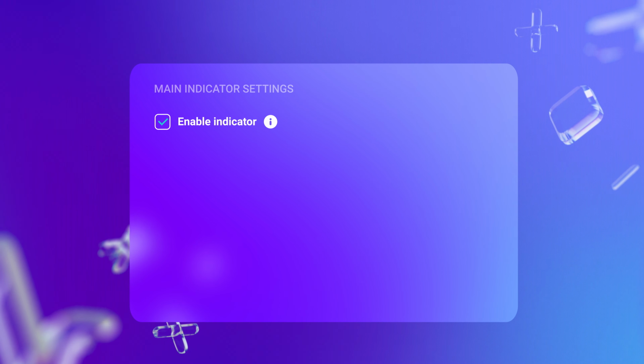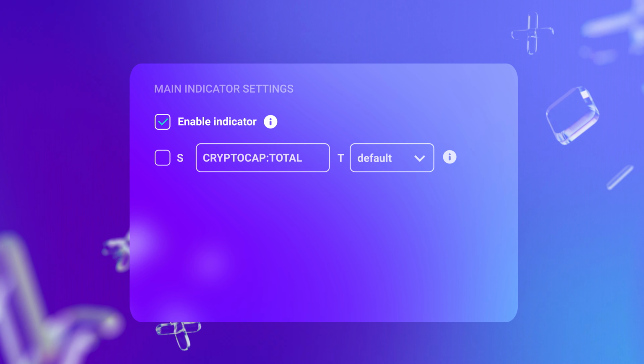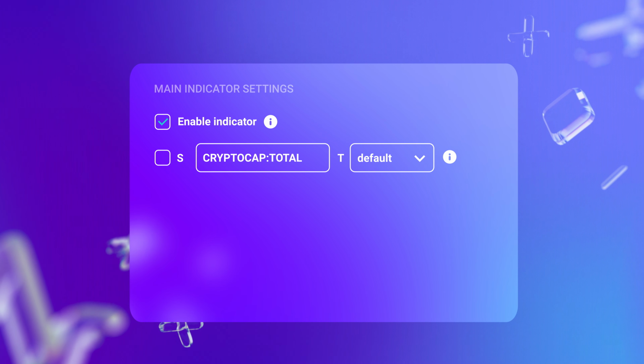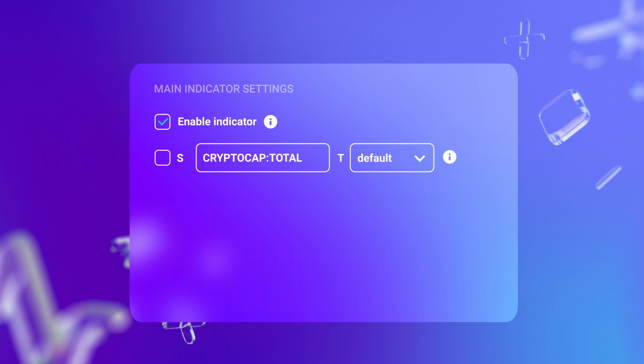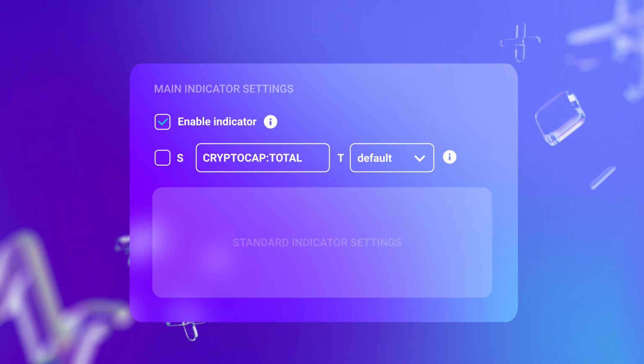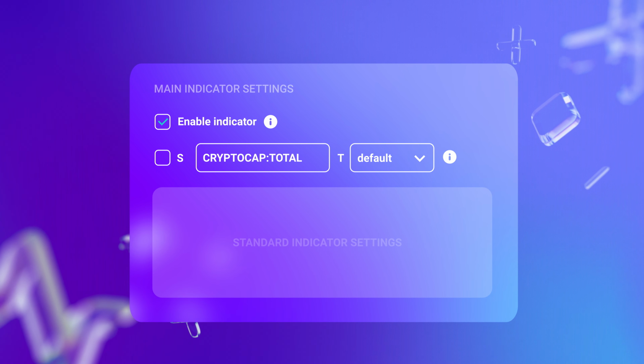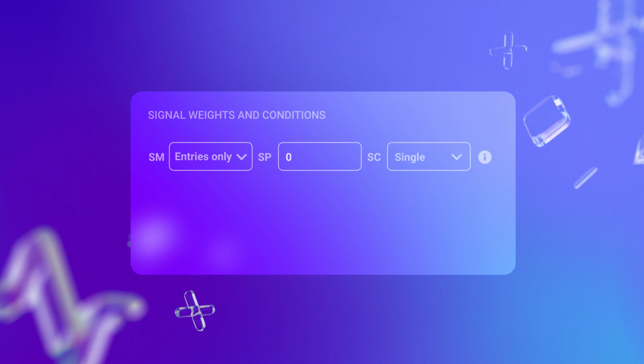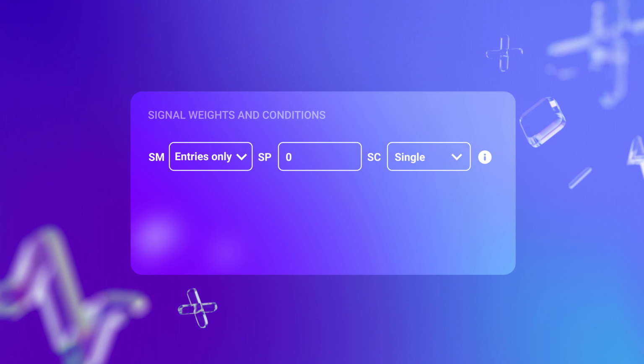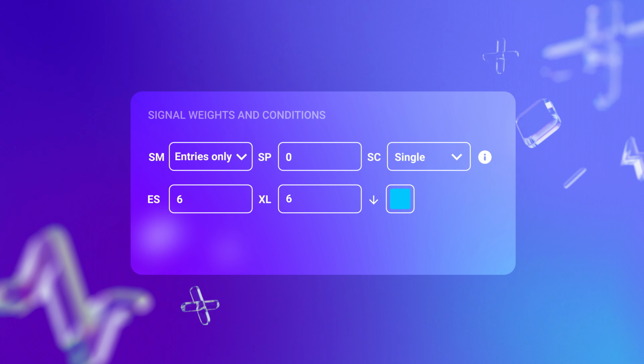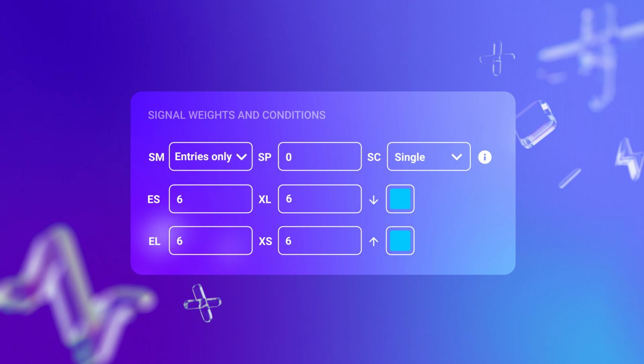Quickly toggle the indicator. Select another chart or time frame for your calculation. And as always, followed by the indicator settings themselves. Define conditions for signal scoring. Tailor long and short weights and visualization to suit your trading style.